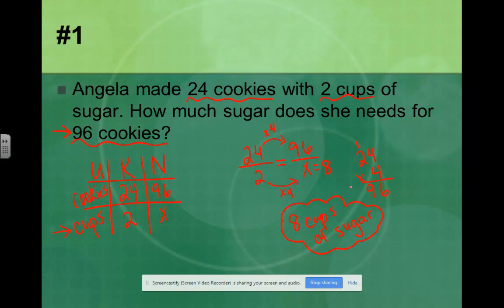So in this problem, we were able to pull out the information. We're looking at the 2 things that we're comparing. We set up our UKN, and then we solved our proportion.